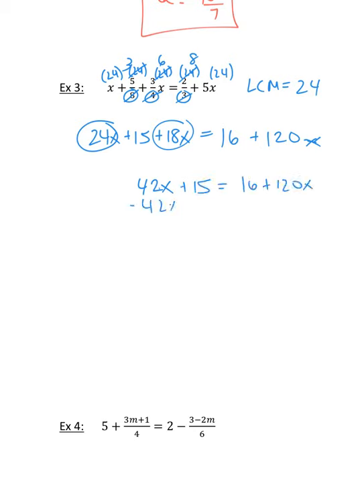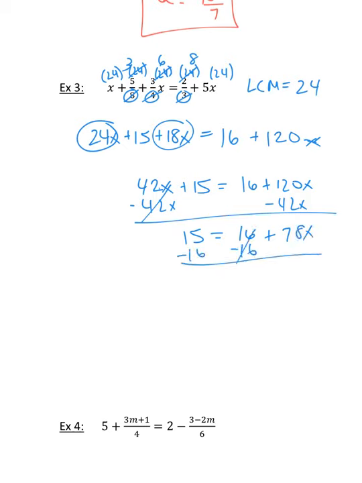I'm going to subtract 42x on both sides. 15 equals 16, and we have plus 78x. I'm going to subtract 16. I have negative 1 equals 78x. Divide both sides by 78, and your fraction, be careful, you're dividing by a bigger number, is negative 1/78.